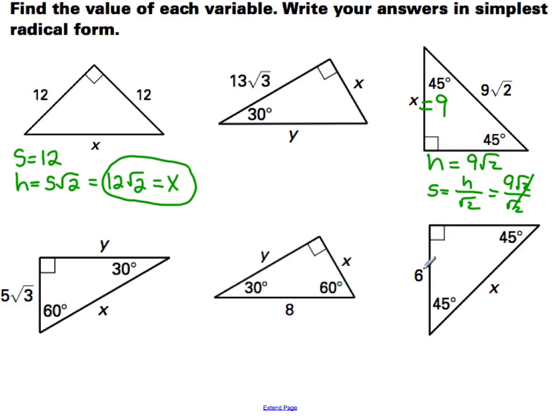In this case, 6 is going to be up here. This is just going to be 6 times the square root of 2 because it's my hypotenuse. Very similar to this first problem here.